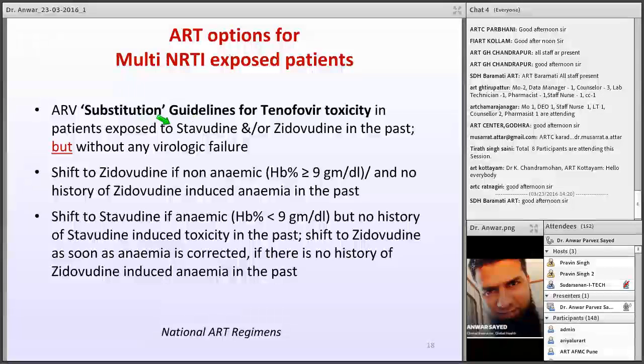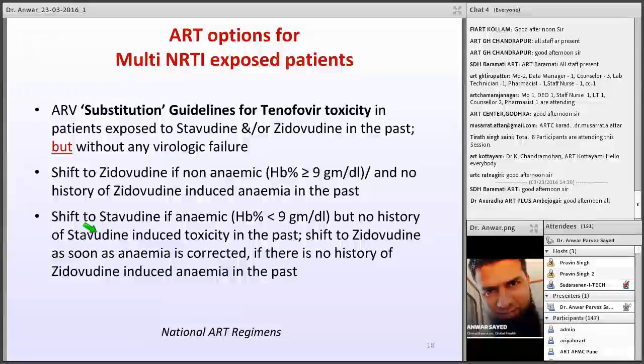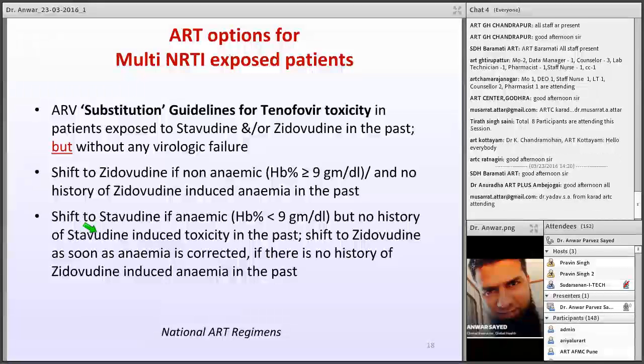In patients who were exposed to stavudine or zidovudine in the past but without any virological failure, shift to zidovudine if non-anemic, and shift to stavudine if anemic but no history of stavudine-induced toxicity in the past. Again, if you start with stavudine, see if you can correct the anemia. If anemia is corrected, then again the patient will be shifted to zidovudine if there is no history of zidovudine-induced anemia in the past. One message from this slide is, in case of tenofovir toxicity, we will substitute the drug and not reduce the dose of the drug, or adjust the drug.